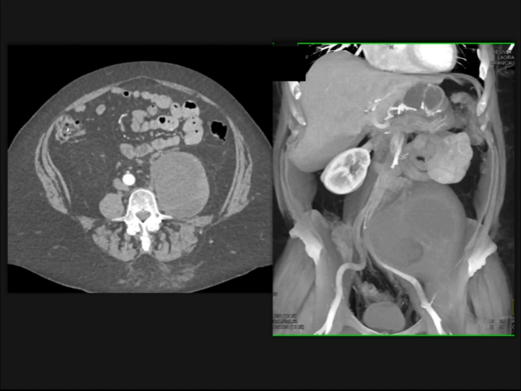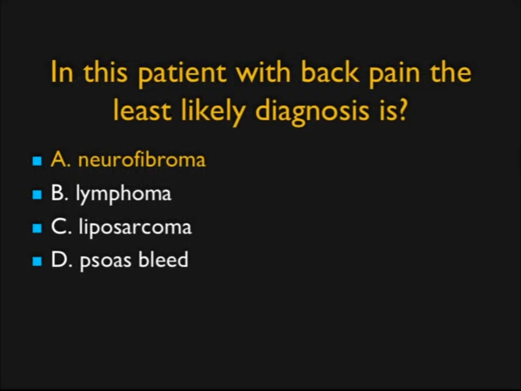A psoas bleed, the psoas looks enlarged, it tracks the length of the psoas. I guess it's a possibility. What this isn't is a neurofibroma. Neurofibromas arise from the canal. They can cause bony erosion. They can be large, and they're typically low density. They don't track along the muscle as this one does. So neurofibroma is the least likely diagnosis. The other ones are all possibilities, and liposarcoma was indeed the answer.